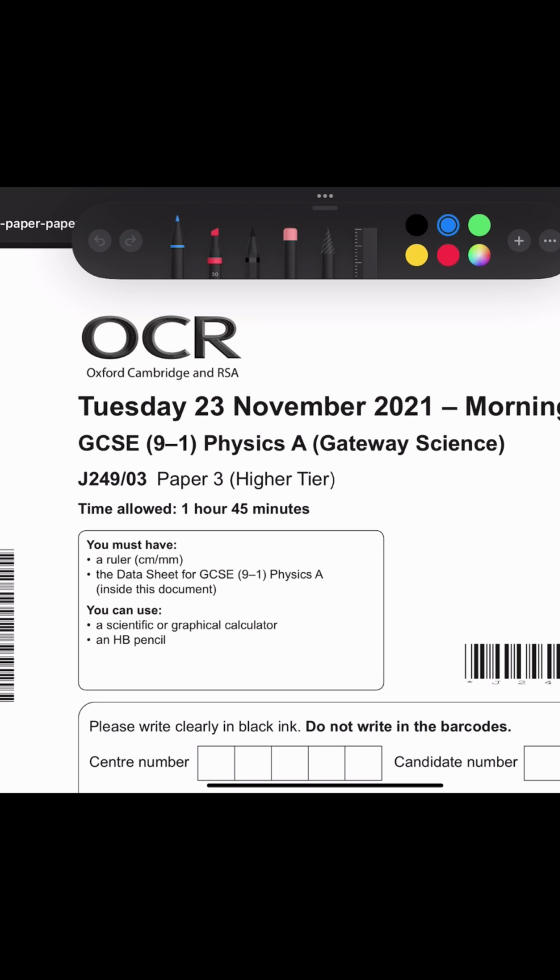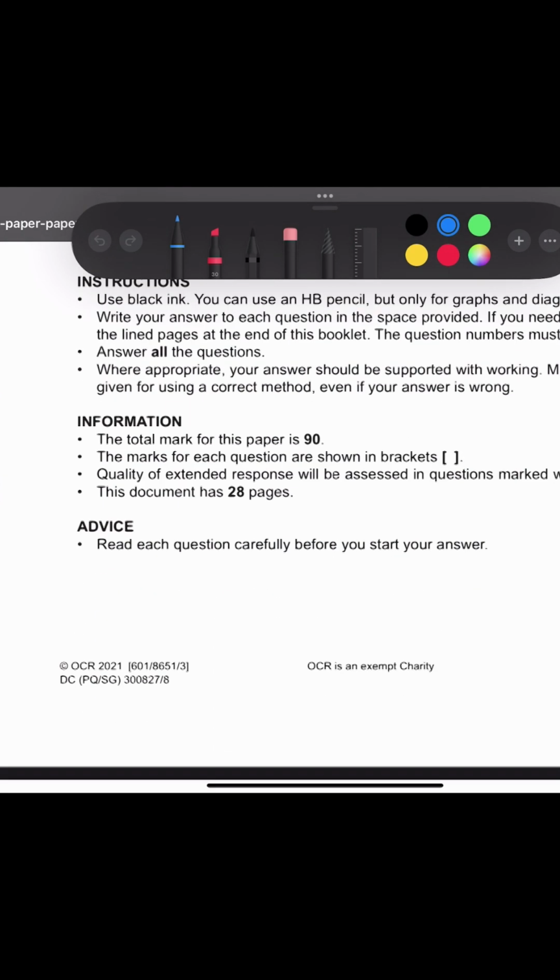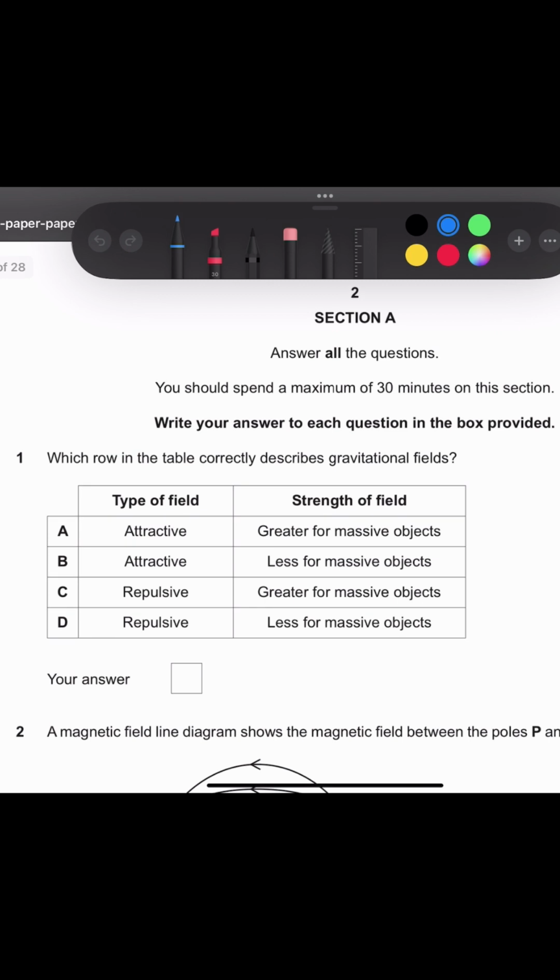Hi, okay, so today we're going to be going over the Tuesday 23rd of November 2021 morning paper for the physics GCSE. Okay, so the first question that we're going to be going through is question one, obviously.